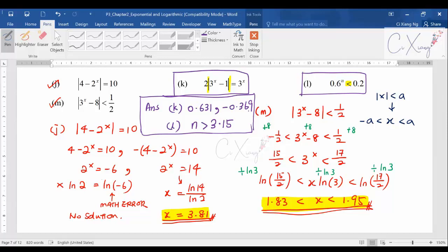So this is what we have for the example with ln function and also the example with indices, the equations with indices. For the next video, I'm going to discuss the A-level syllabus, where they can even combine the polynomial with indices or ln function. We'll discuss it in the next video. But there's only one example, so it will be kind of short.